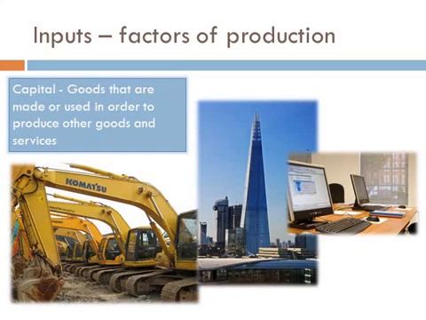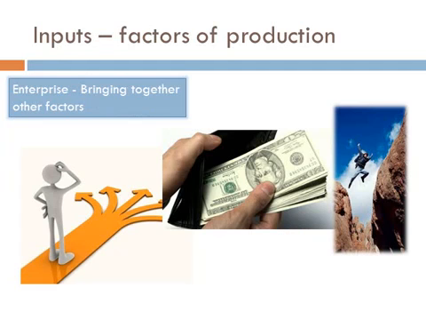The third factor of production, so the third way that we categorize our inputs, is what we call capital. So goods that are made or used in order to produce other goods and services. So for instance, it might be machinery, might be computer systems, shelves, lorries, forklift trucks, factories, shops, office blocks. So anything that we use in order to transfer or convert an input into an output. So here we have an earth mover, the Shard, an office block in London, or some computers.